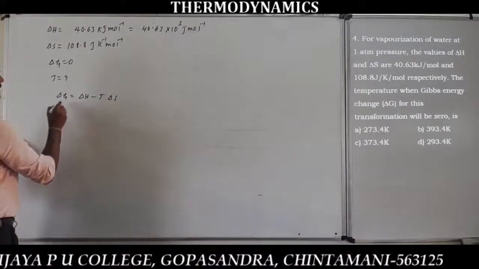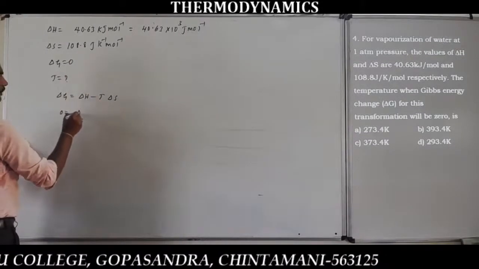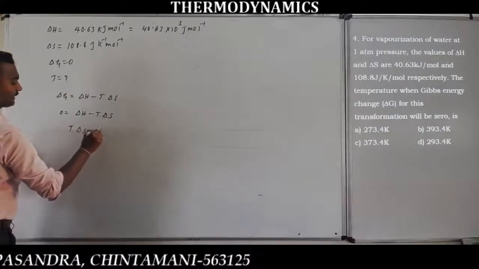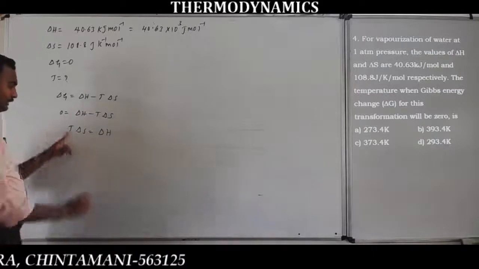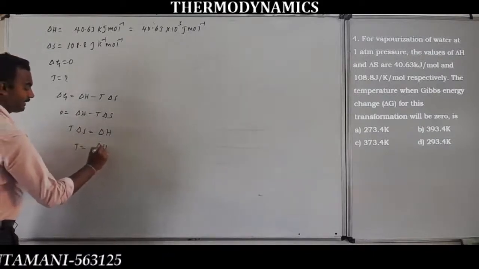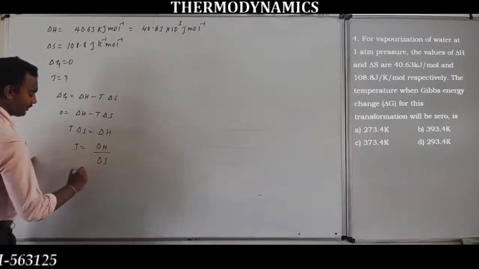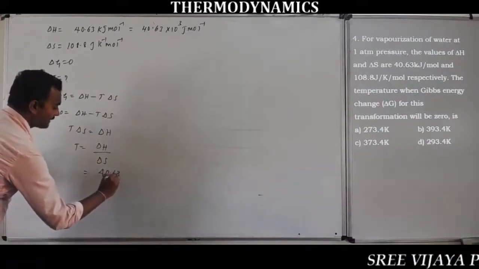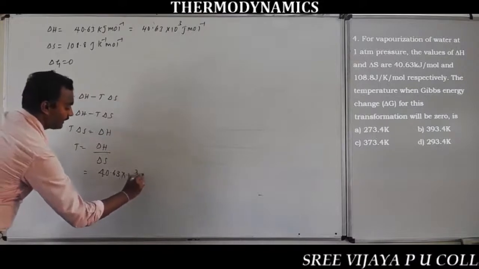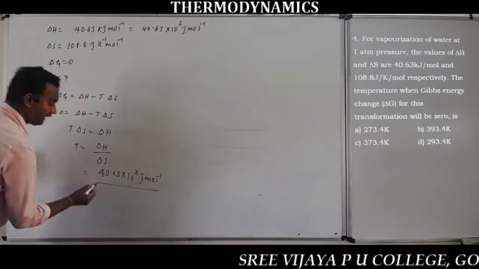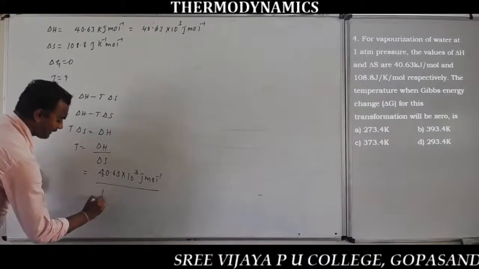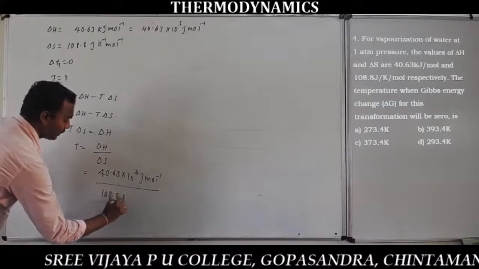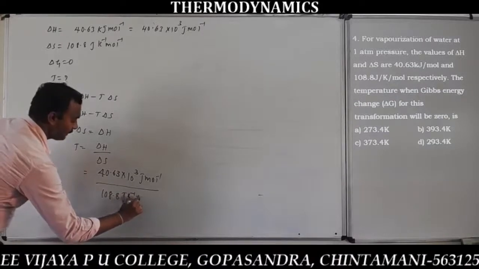Therefore, delta G value is 0. So 0 equals delta H minus T into delta S. Therefore, T delta S is equal to delta H, then T is equal to delta H divided by delta S. So what is the value of delta H given? Delta H is 40.63 into 10 power 3 joule per mole, divided by delta S value, which is 108.8 joule per Kelvin per mole.